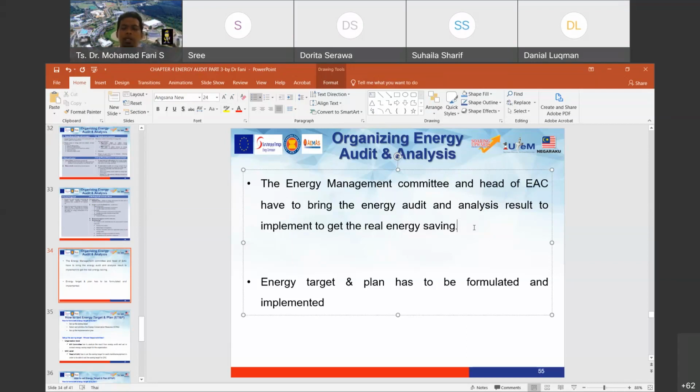Call them and discuss how to implement this, because to do the energy audit we have spent a lot of money and a lot of effort to create an energy audit report. Don't waste your time, and try to do your best to implement the energy audit, to implement the opportunities for saving, or the energy conservation measures.